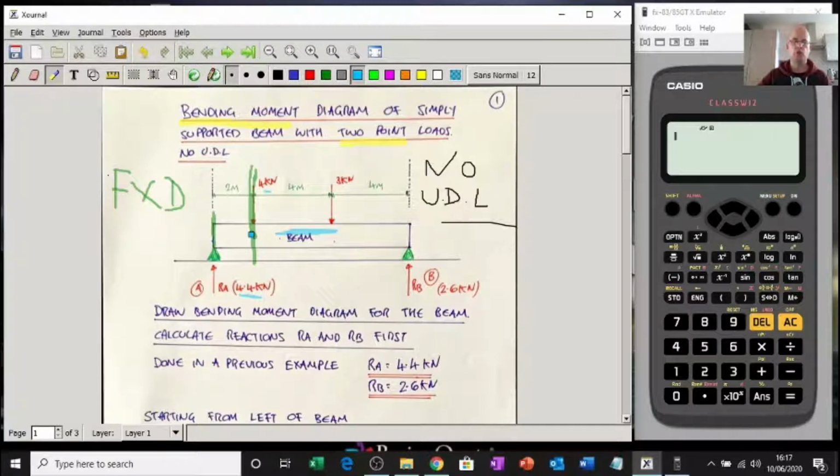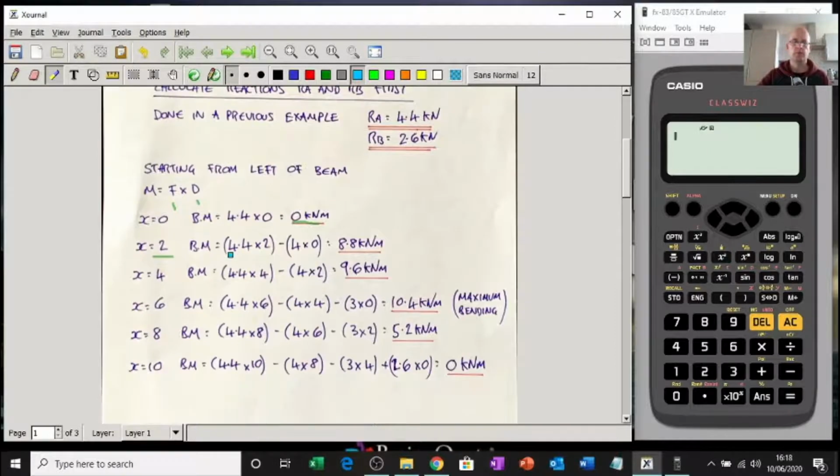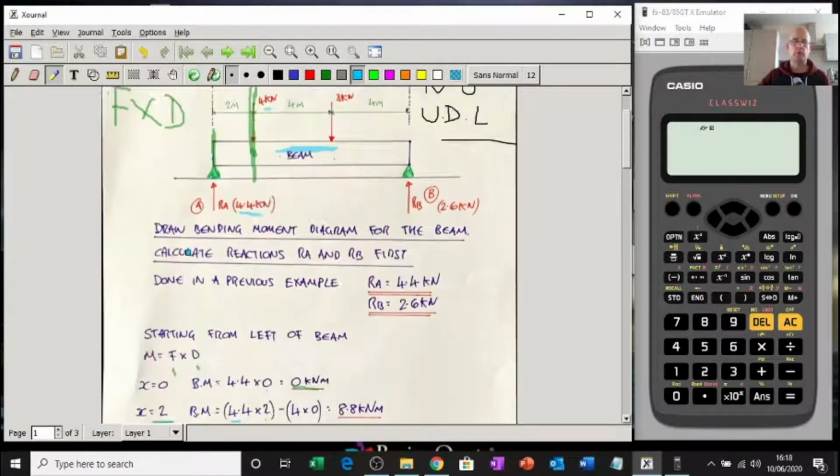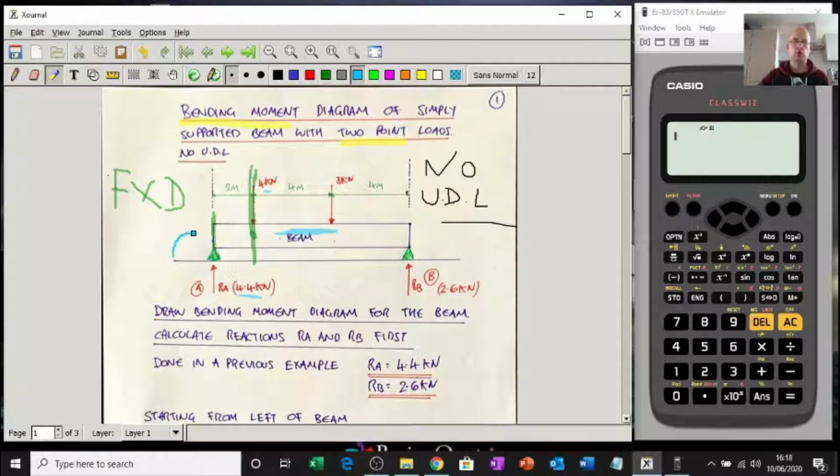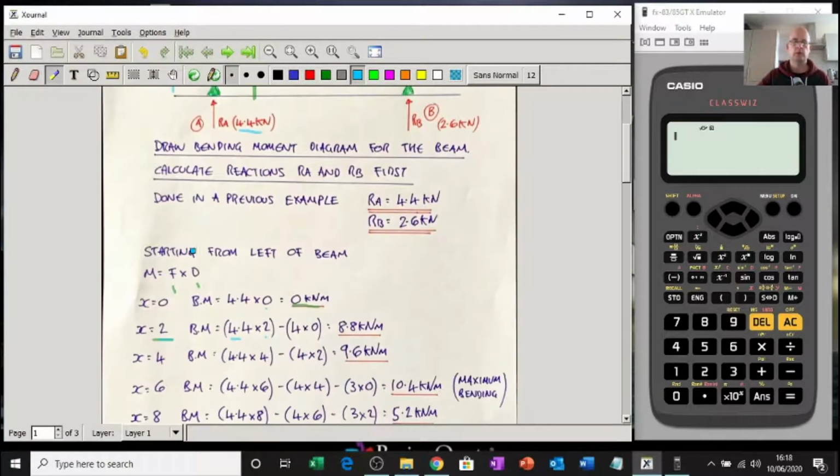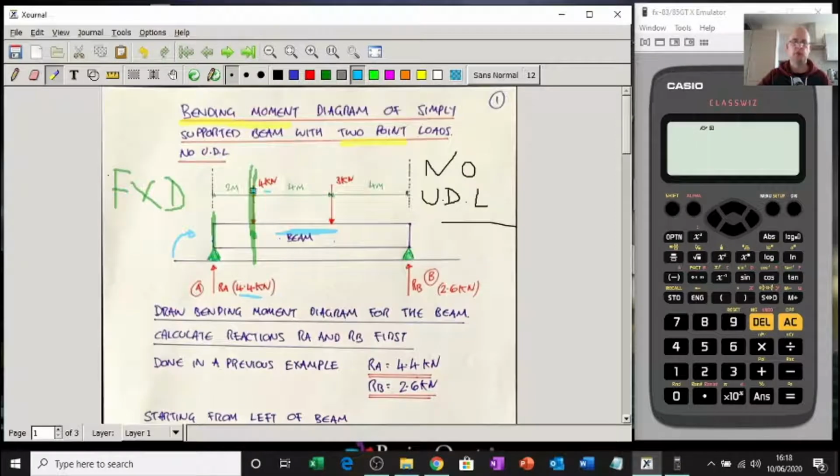It's like trying to open a door on the hinge. It's not going to work because there's no distance. So 4.4 times by 2, 0 and 2. Look, I'm 2 meters away now from the 4.4. It's trying to go clockwise, so I'll have a positive. This one's trying to go anti-clockwise. It's 4 times by the distance.